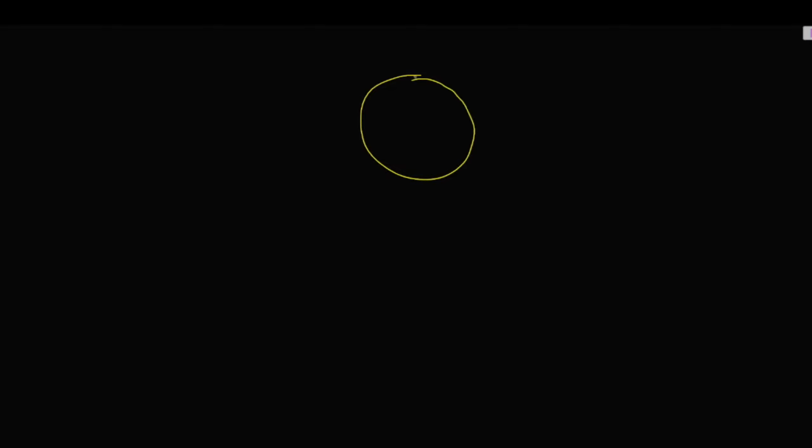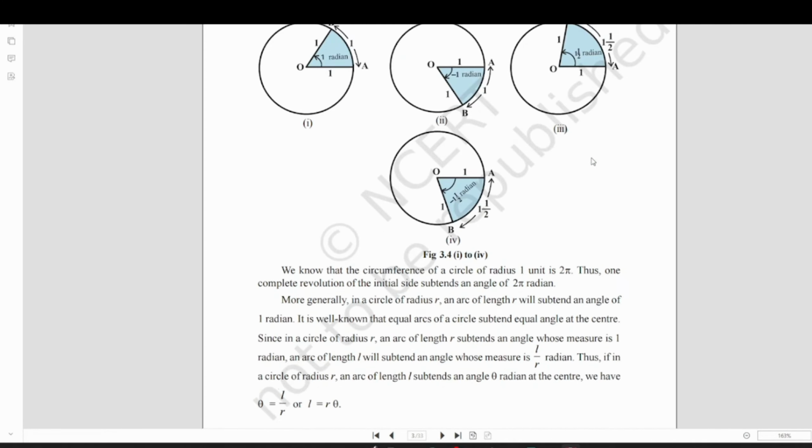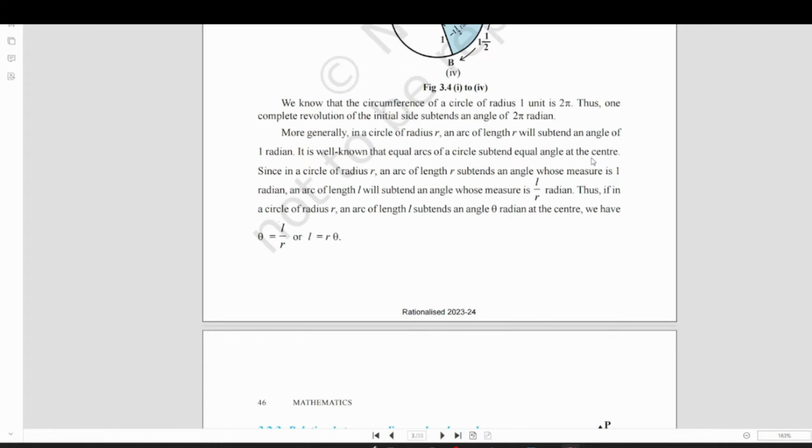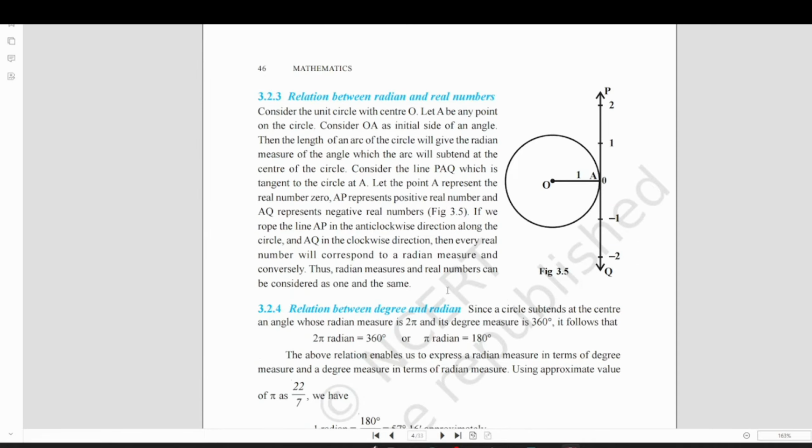So a generic definition of radian would be, say this is r, and you have not covered exactly r, you have covered some different distance, say l, and this is theta. So by definition, theta in radians would be equal to l by r. Is it clear? That's what is written here also: theta equals l by r.